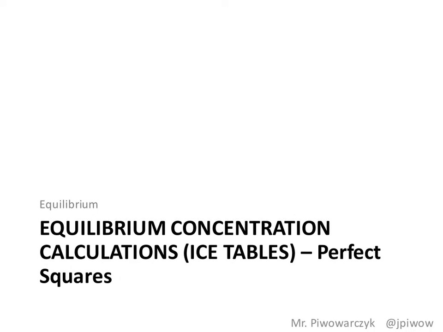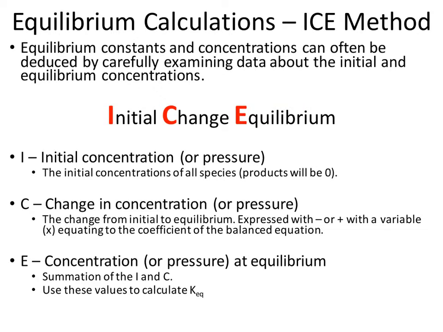Hey folks, welcome to this episode on equilibrium concentration calculations, aka ICE tables, and we're going to be looking specifically at perfect squares. When we're looking at our equilibrium calculations, we can use something called the ICE method, which stands for initial, change, equilibrium. This is when we're given initial concentrations and we're looking for concentrations at equilibrium. So we can use our K equilibrium expression to figure this out.